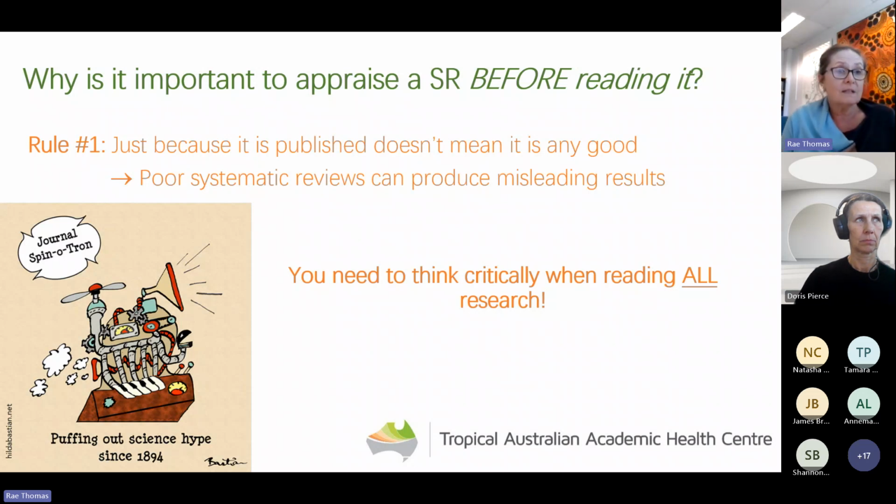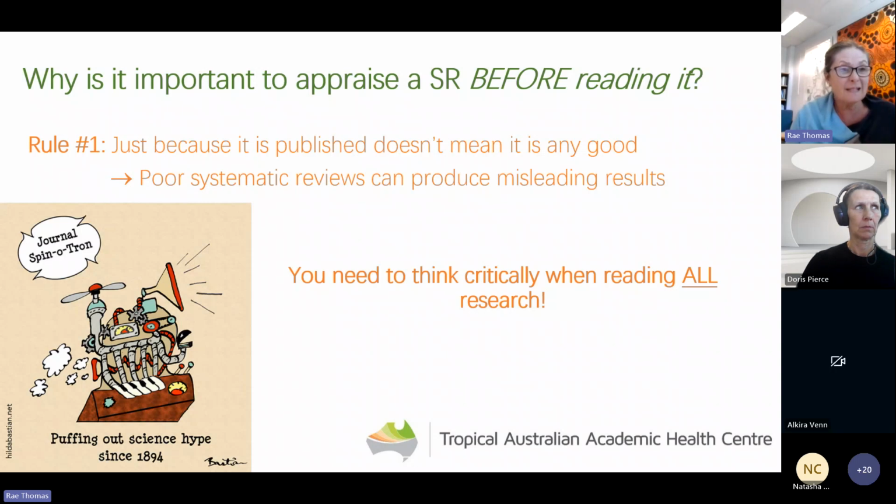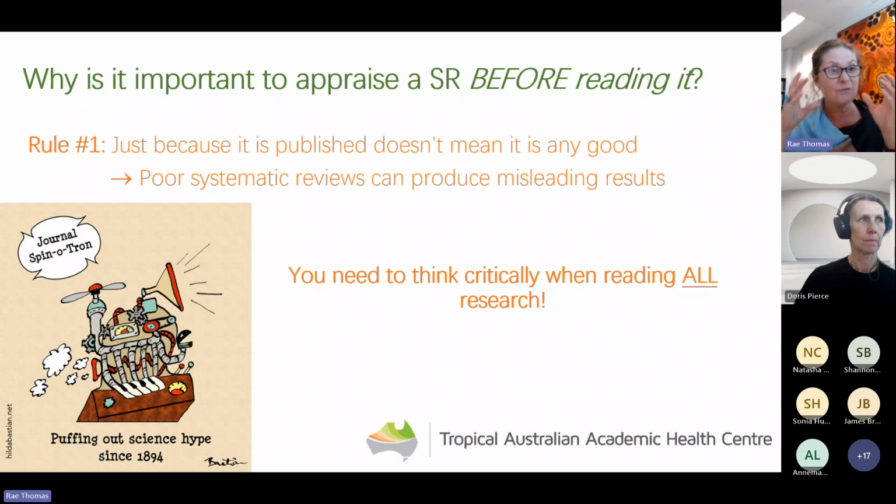Poorly done systematic reviews can actually produce misleading information. As clinicians, you often use clinical practice guidelines, right? What if your clinical practice guidelines are based on evidence that's really poorly done? That could have really severe consequences for the patients that you're treating.